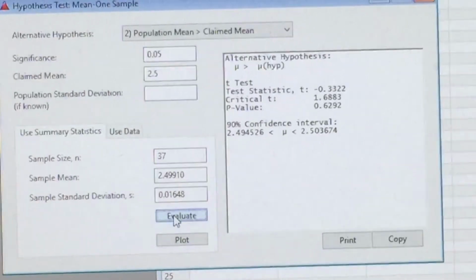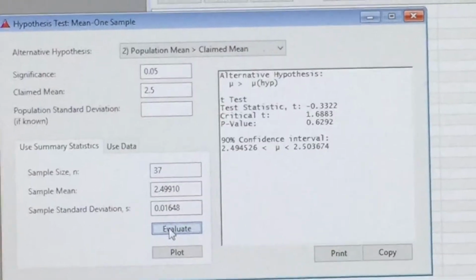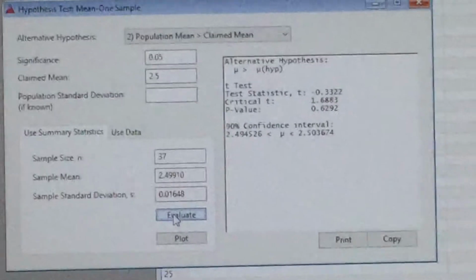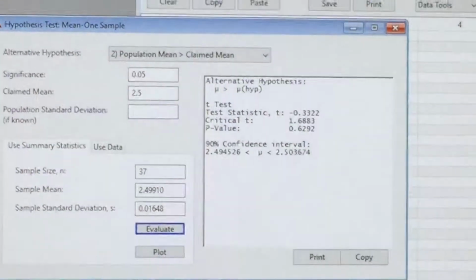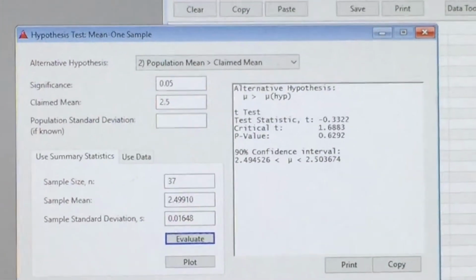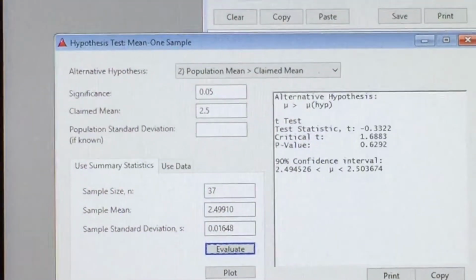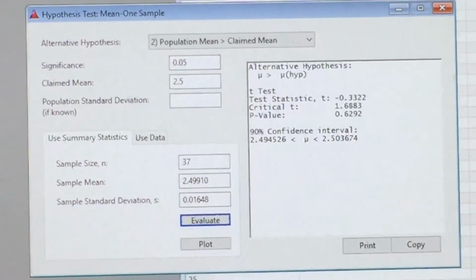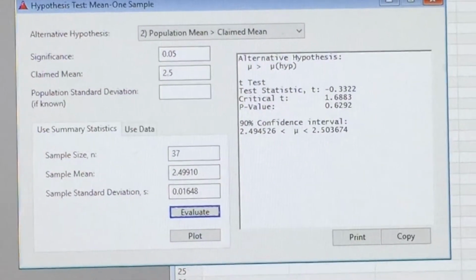All right, in this case, as you can see, if you compare the p-value with your level of significance of 0.05, our p-value is significantly bigger than 0.05. So that means we're going to fail to reject the null hypothesis. And if we fail to reject the null hypothesis, that means there is not sufficient evidence to support the claim that the sample is from a population with a mean weight greater than 2.5 grams. Okay?